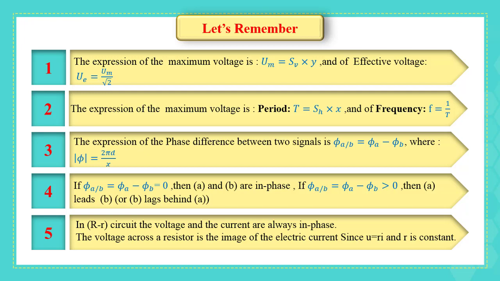5. In an R circuit, the voltage and the current are always in phase. The voltage across a resistor is the image of the electric current since U equal Ri and R is constant.